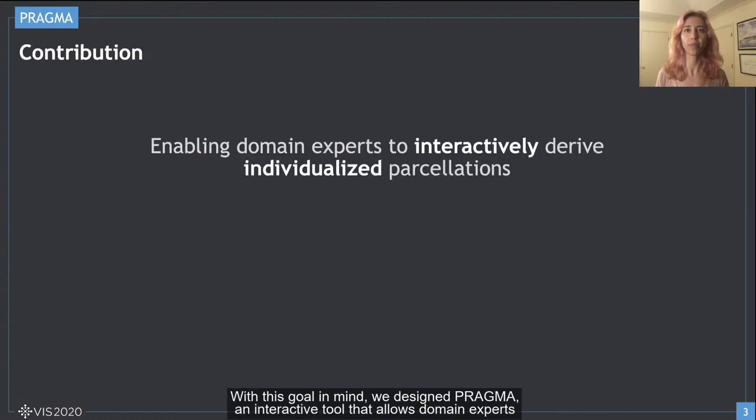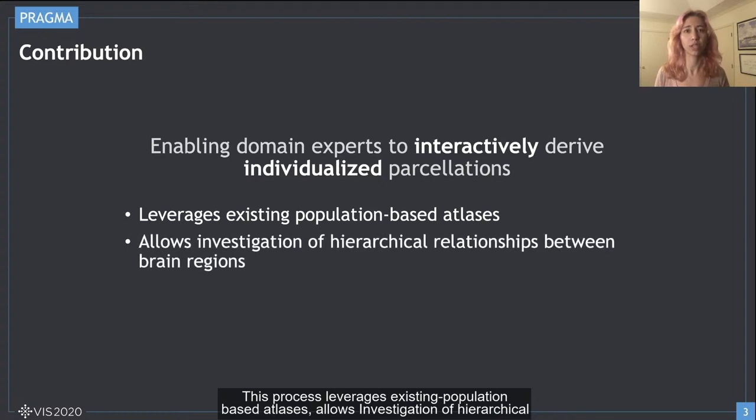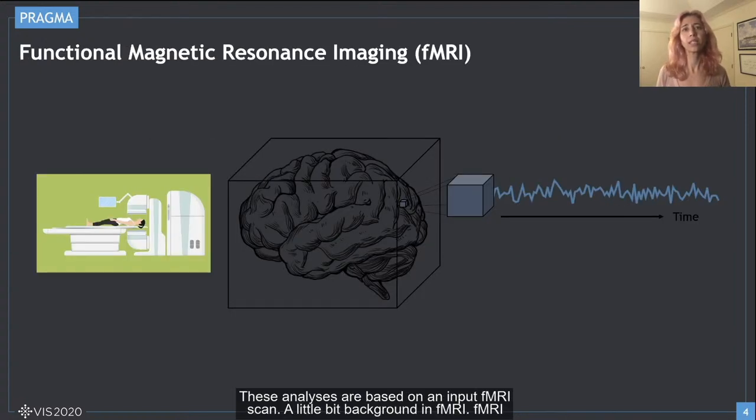With this goal in mind, we designed Pragma, an interactive tool that allows domain experts to do just this: modify a mainstream atlas to better map onto subject-specific scans. This process leverages existing population-based atlases, allows investigation of hierarchical relationships between brain regions, and supports domain-specific analysis methods. These analyses are based on an input fMRI scan.